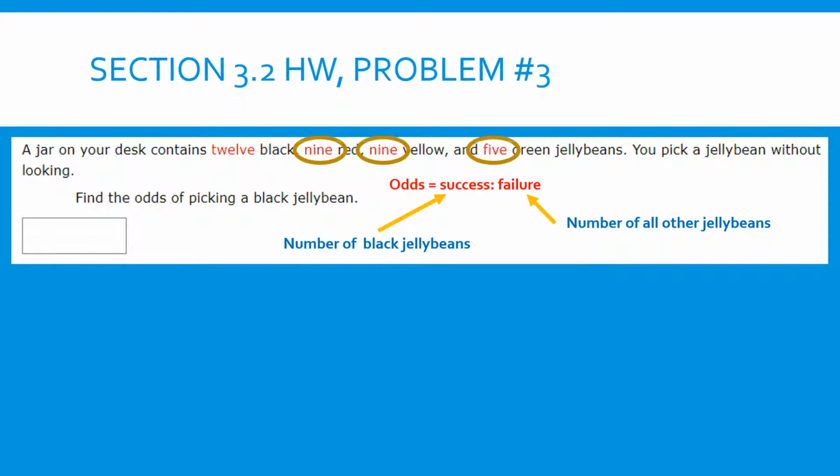Alright, so the number of black jelly beans, that's easy. There's 12. For the number of all other jelly beans, we're going to have to add up these three numbers. 9 plus 9 plus 5. So 9 plus 9 is 18, plus another 5 is 23. So the odds of picking a black jelly bean is 12 compared to 23. So once again, 12 is the number of successes. This is the number of black jelly beans. 23 is the number of all other jelly beans.